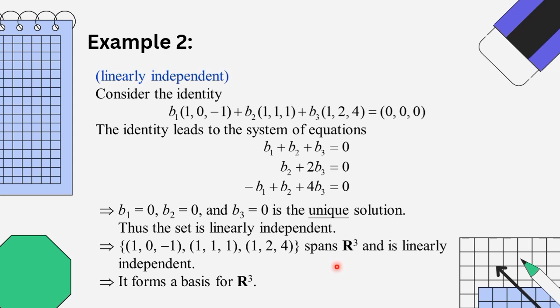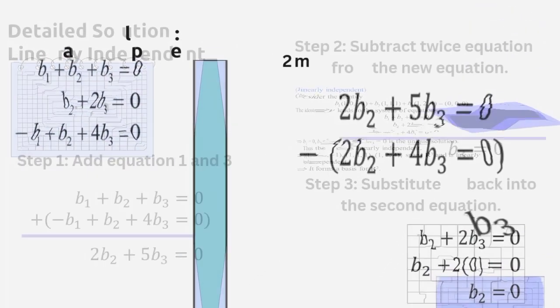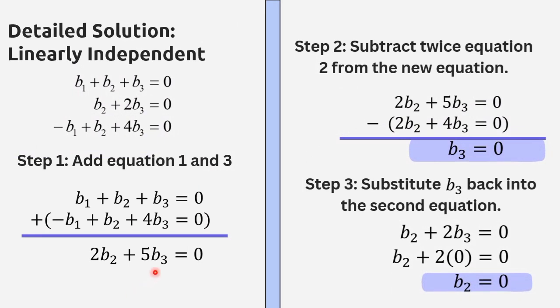Now let's take a look at the detailed solution for b sub 1 equal to 0, b sub 2 equal to 0, and b sub 3 equal to 0. How did we arrive at these values? Let's take a look. So here is the detailed solution of our last presentation. We have 3 steps in this presentation. We are going to prove why b sub 1 is equal to 0, b sub 2 equal to 0, and why b sub 3 equal to 0.